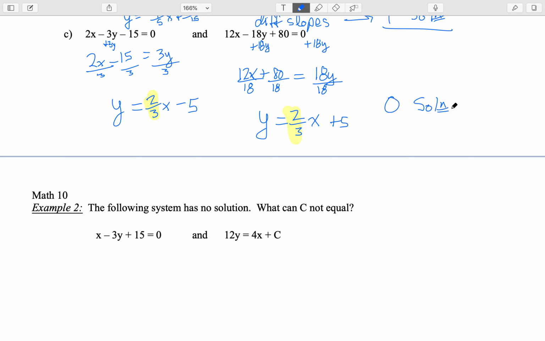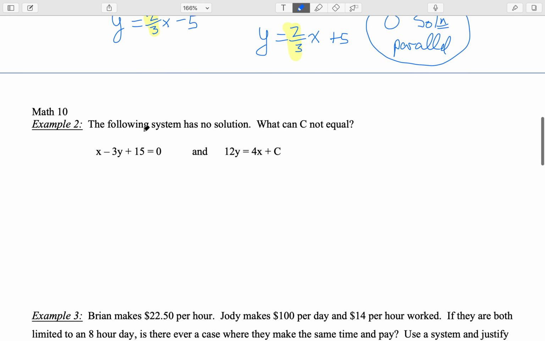And if it says explain your answer, well, they're parallel. Duh. And they're different, right? They have different y-intercepts. This one's down 5. This one's up 5. I'm not actually going to graph it. I don't care. All I know is that there's no solution. So I don't need to graph it.